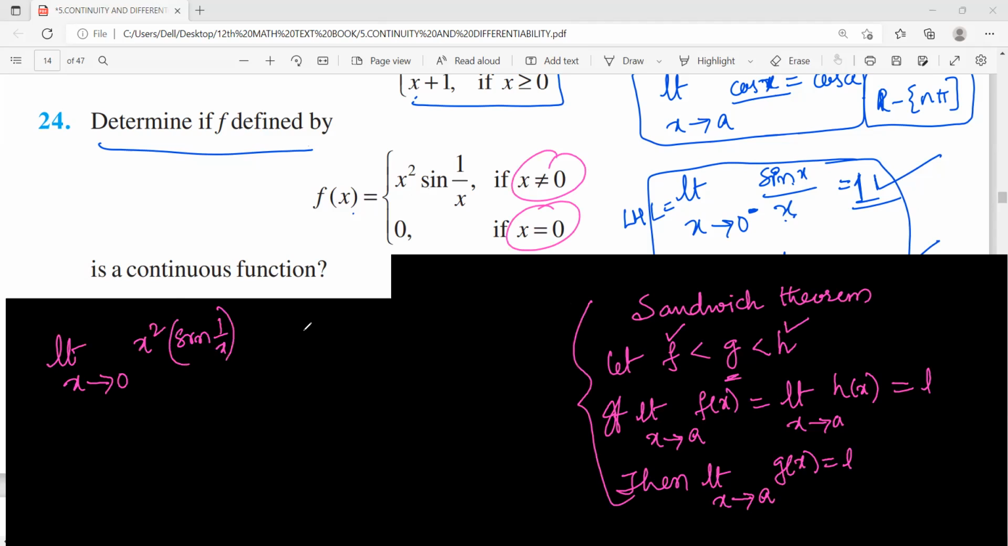What we want to find here involves 1 by x. Understand x is not equal to 0, x is approaching 0 but not equal to 0. At x equal to 0, 1 by x is not defined, so sine 1 by x has no meaning there. Here sine 1 by x is not 0, but it lies between minus 1 and 1.